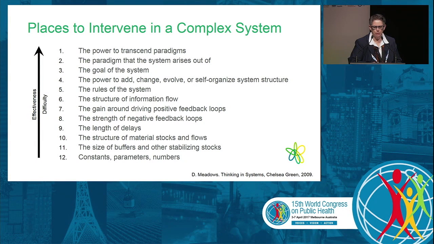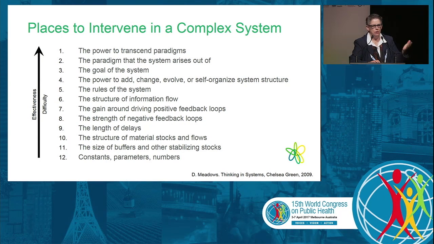And the key here is the recognition that at the top of the pyramid here, at the top of the places to intervene, are things that are very difficult to change, but when they change, they're very powerful and very effective for change. And if we start to think about where the evidence lies, it tends to be down at the bottom of this list.